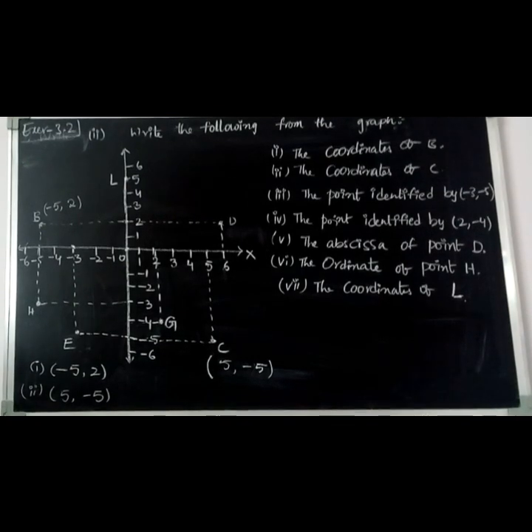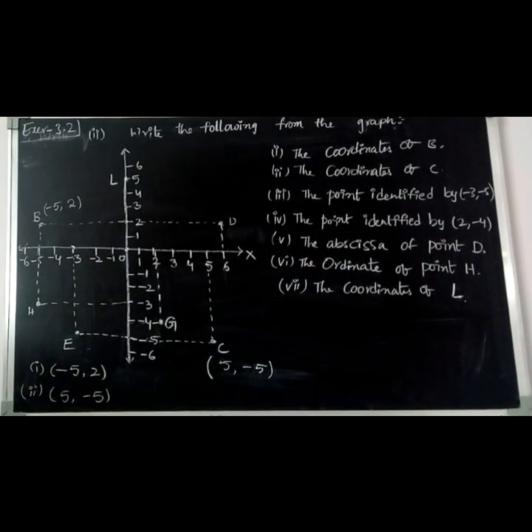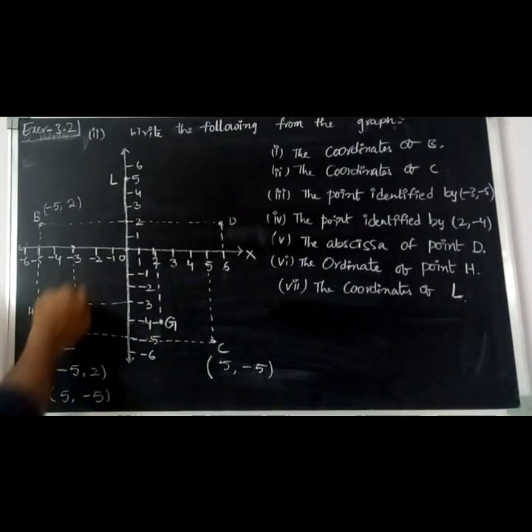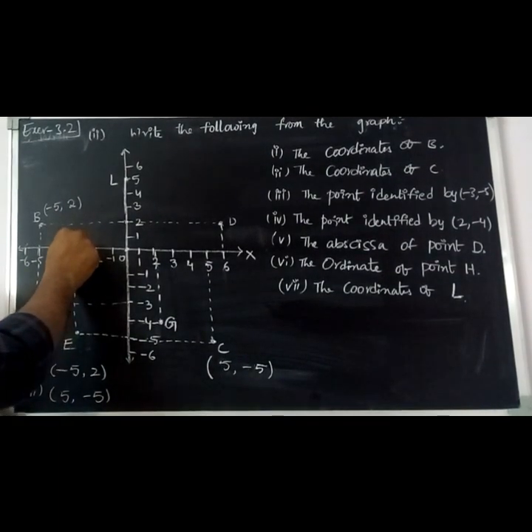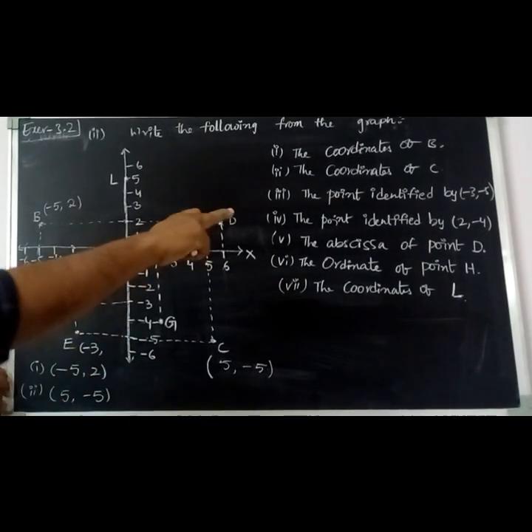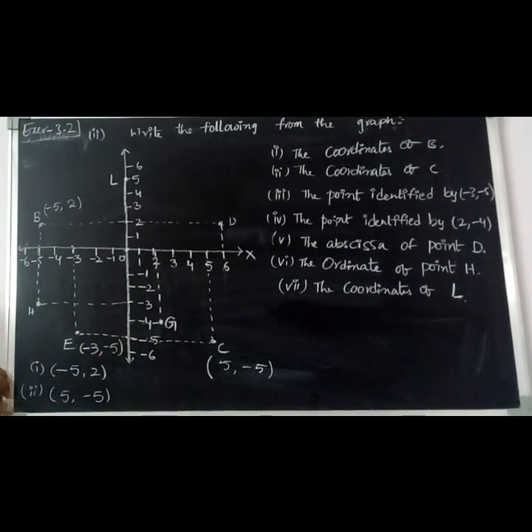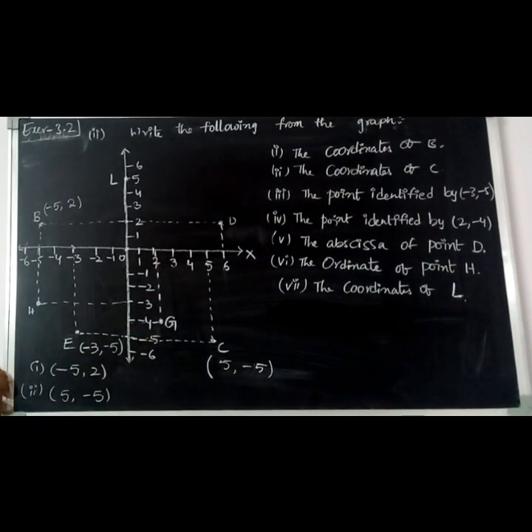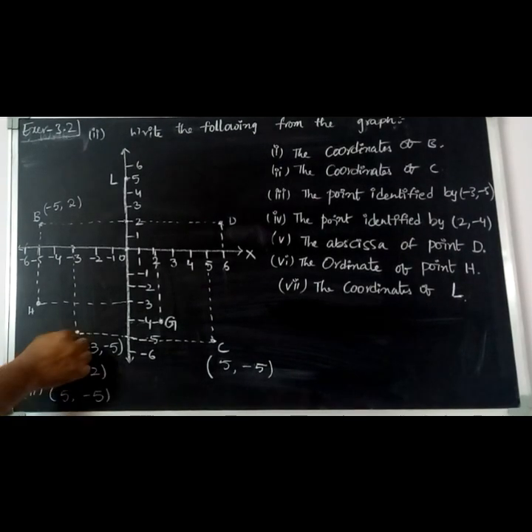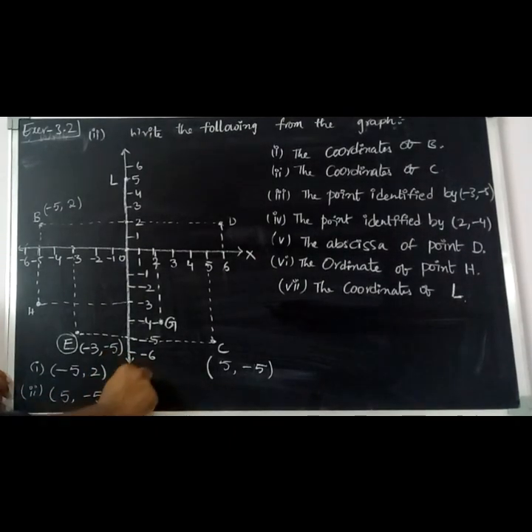The point identified by minus 3, comma minus 5. We have to find out the name of that point. Here, if you observe, this is minus 3 on the x-axis. On the y-axis there is minus 5. Here it is, minus 5. So the point minus 3, comma minus 5 is at E. So the solution for this third problem is E.